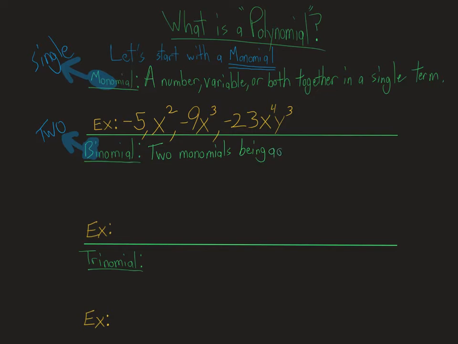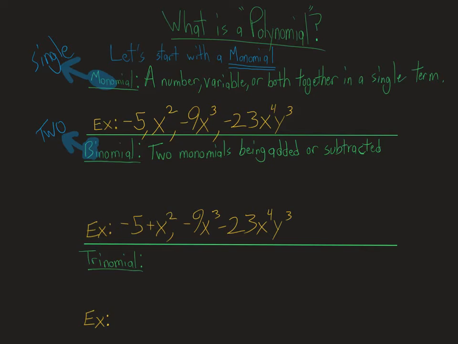Okay, examples here are just some of those from above. I'll take the first two, -5 plus x squared. That's 2 monomials. Together they're a binomial. Okay. Take the next two. -9x cubed minus 23x to the 4th, y to the 3rd. There's another binomial. There's 2 of them together.